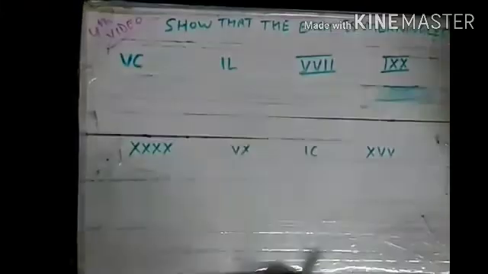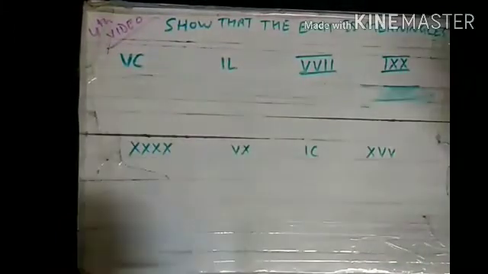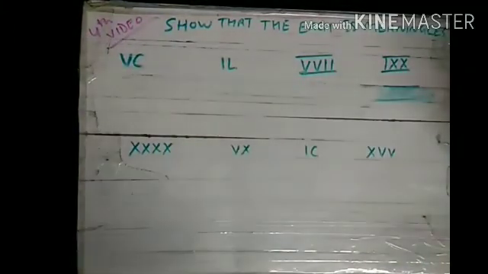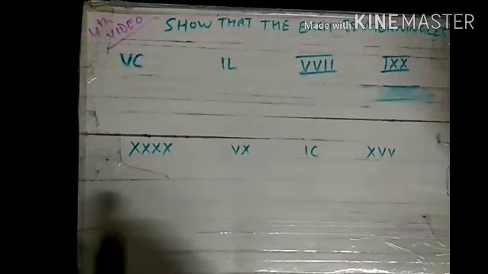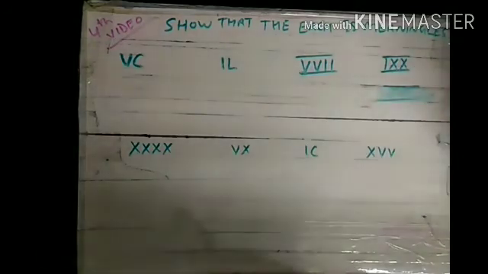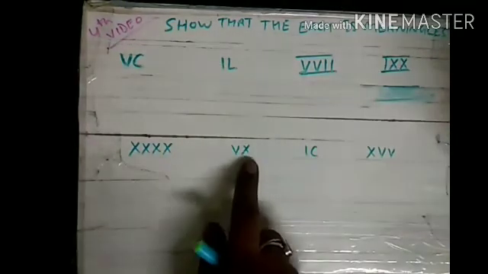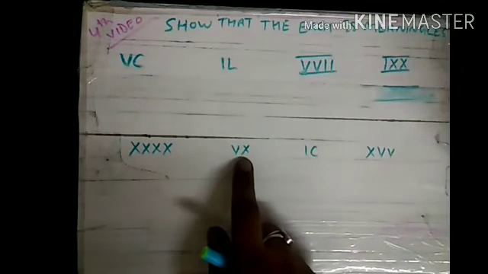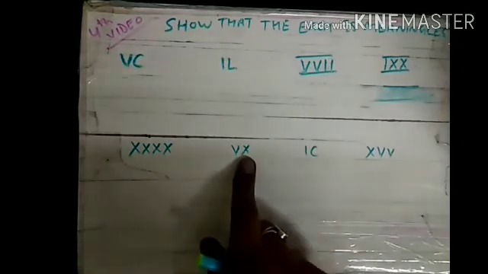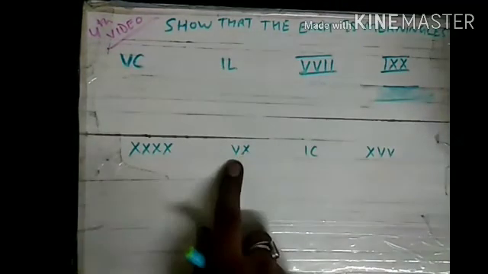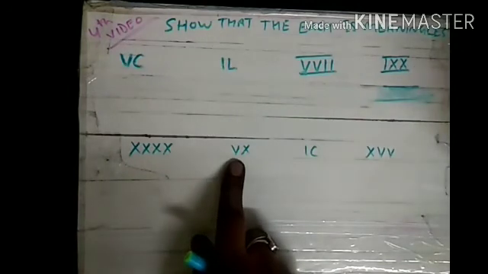Now XXXX, it means X is there 4 times. No symbol in the Roman numeral can be repeated more than 3 times. Therefore this is wrong. Here VX. V means 5 and X means 10. It means 5, so it is wrong. The symbol V is never subtracted.